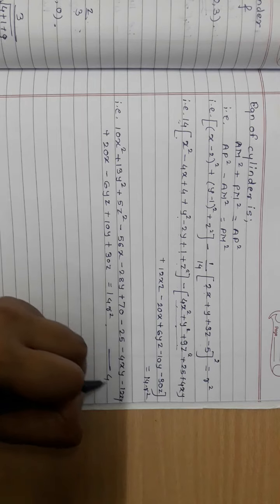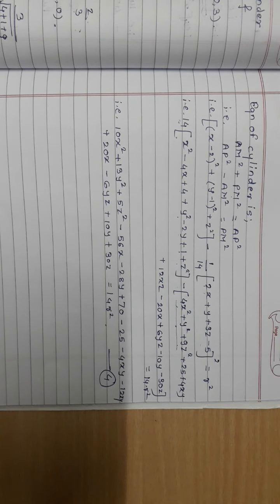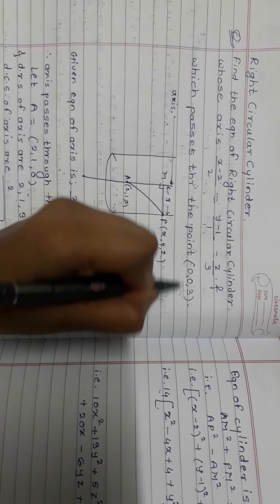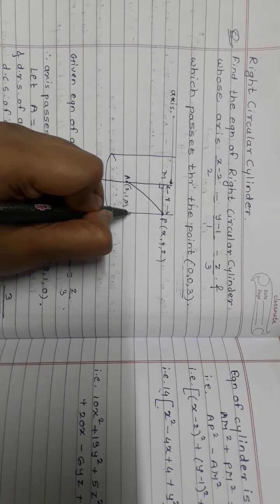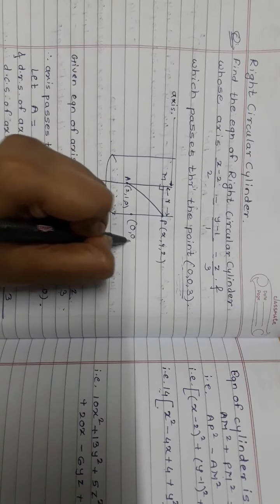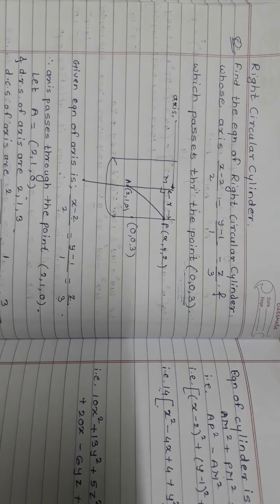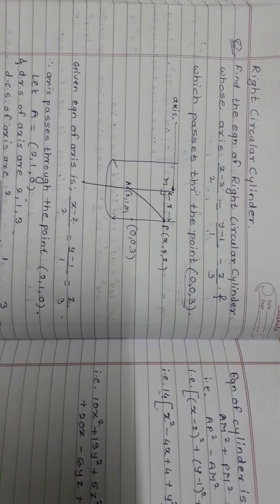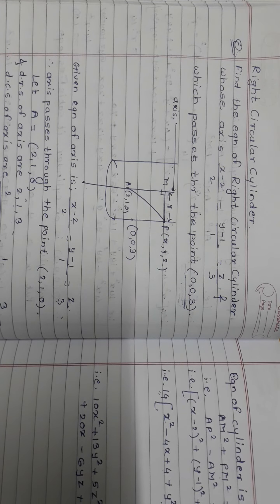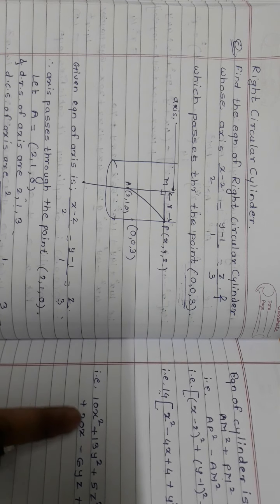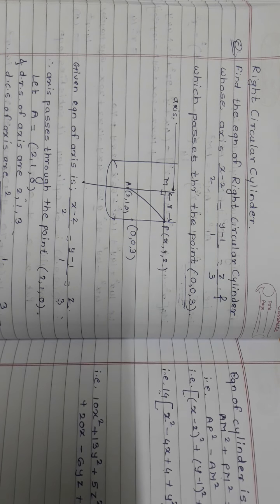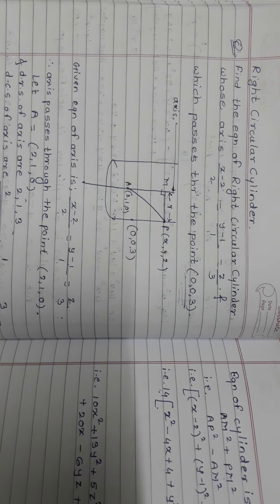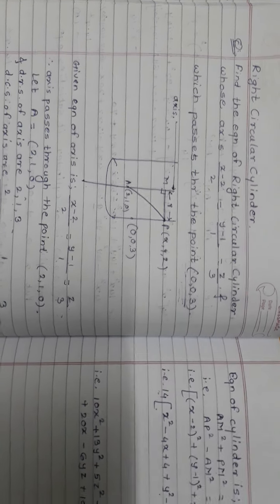Now note that they have given one thing. See, this is equation 4. They have given one thing, that 0, 0, 3 is the point through which the cylinder is passing. That is, somewhere here I am having the 0, 0, 3 point, right? So if it is on the cylinder, that means it should satisfy the equation of the cylinder. That is, we can substitute x equal to 0, y equal to 0 and z equal to 3 to get the value of r square, right?